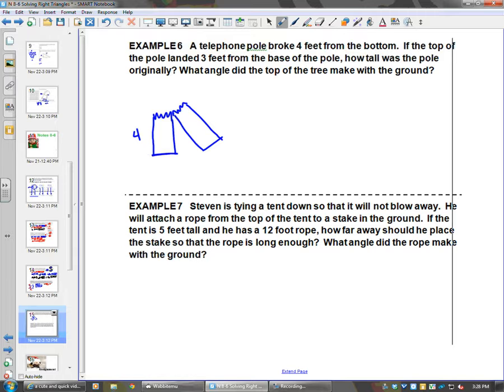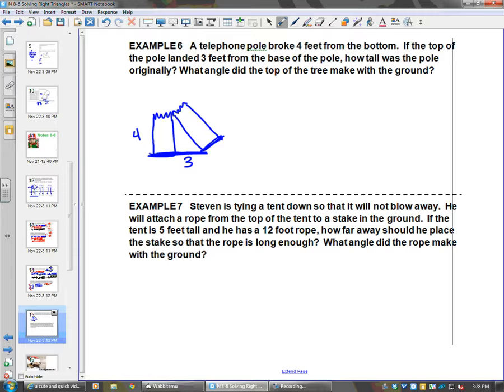Okay, so it broke 4 feet from the bottom. You've got to think about how to write this. It broke 4 feet from the bottom. So here's the bottom, 4 feet above that is where it broke off. Okay, it says that the top of the pole landed 3 feet from the base of the pole. So here's the base of the pole, here's the top of the pole. So we know that's going to have to be 3 feet. How tall was the pole originally?